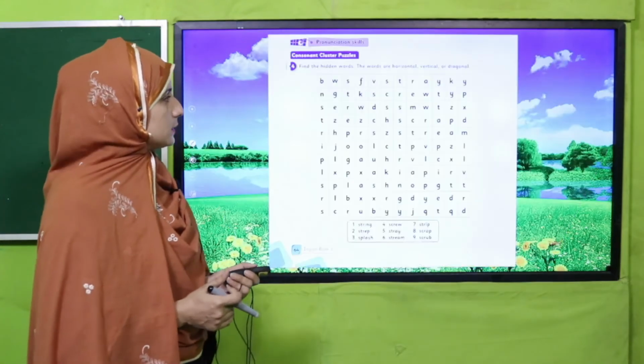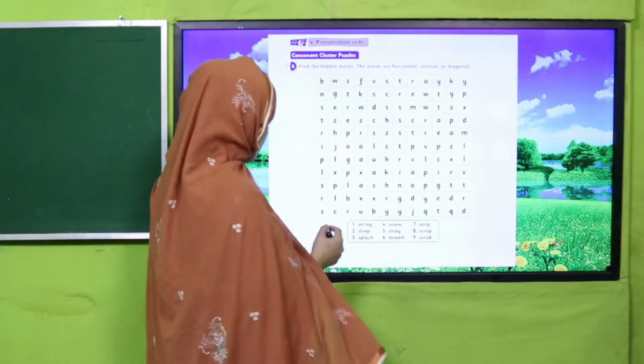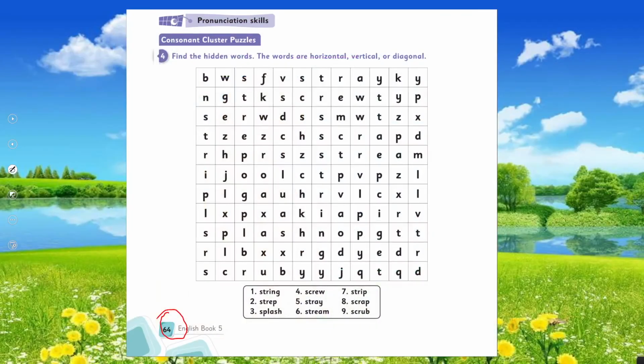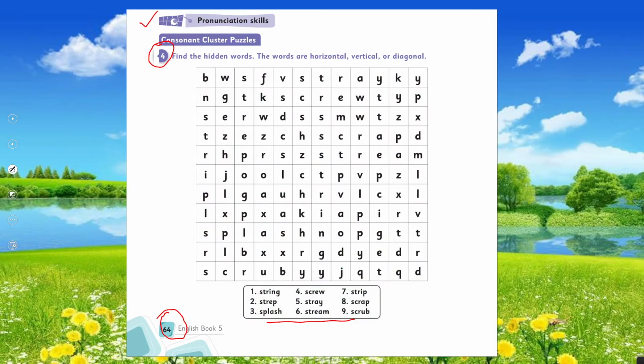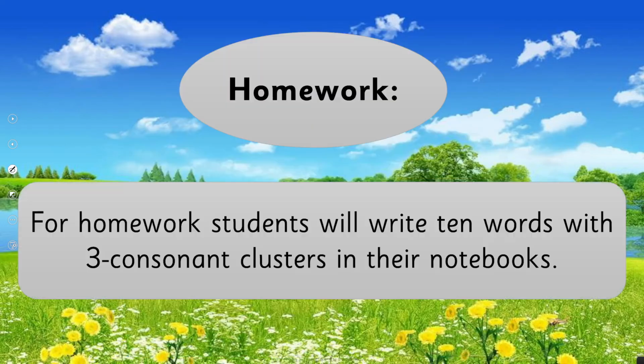Good. Yes, open your book, page number 64, and now we will do an individual activity in our class. Do question number 4 in your book and find out the words given at the end of this page. You will find them from this puzzle. Perform this activity in your class. I hope you have done it.